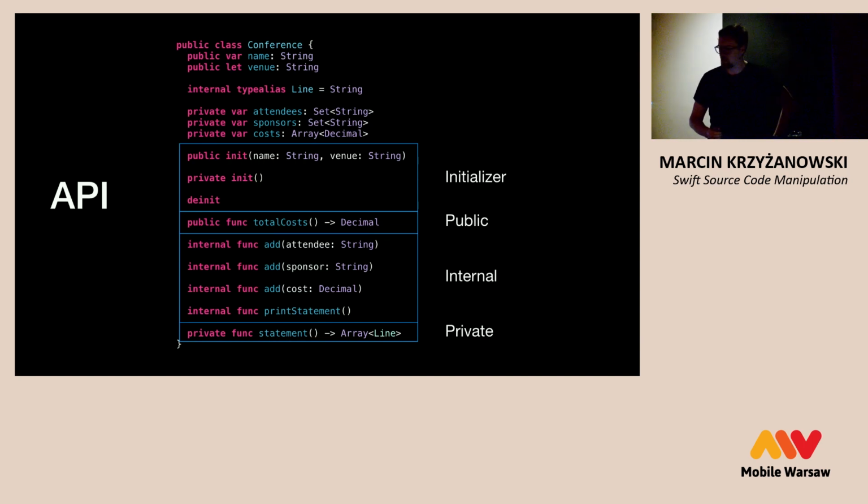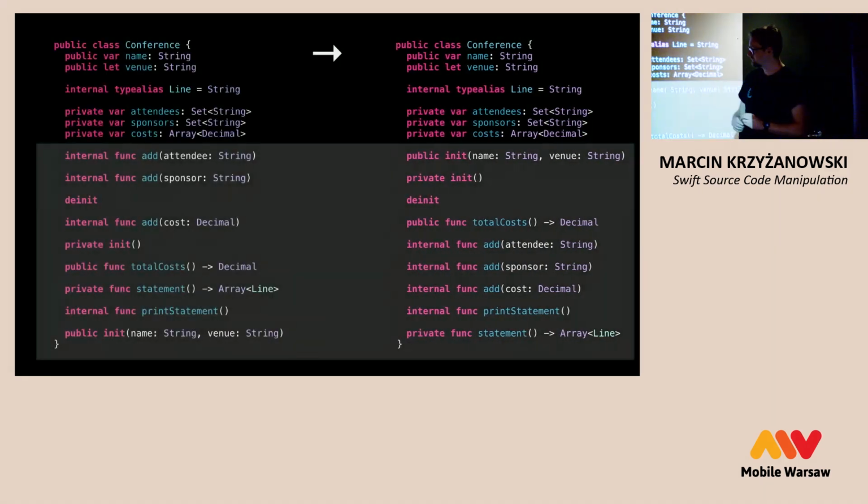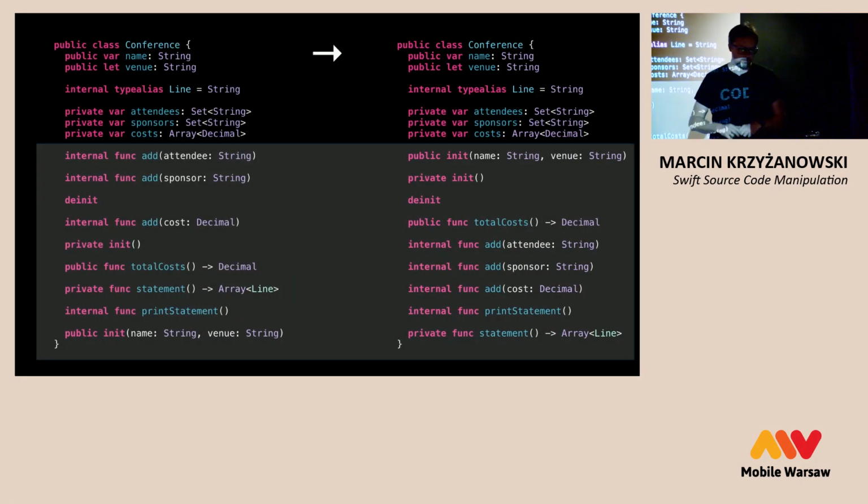So what I would rather prefer is to group initializers together, and public, internal, and private methods together, in an order where public goes first, then internal, then private. Right? It will look like this. This is the operation we want to do. This is the expected output of the command line tool.